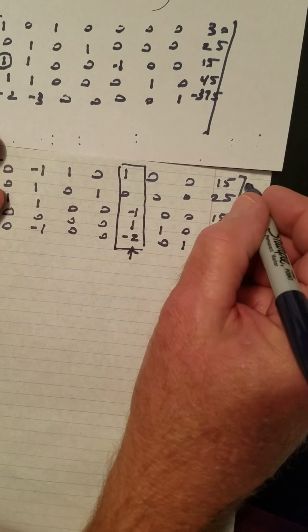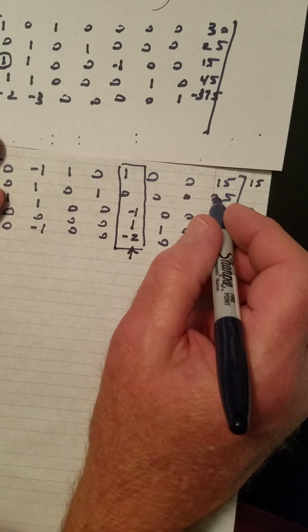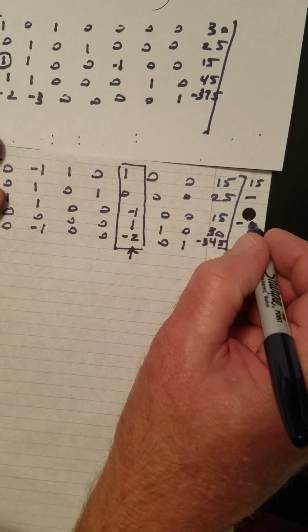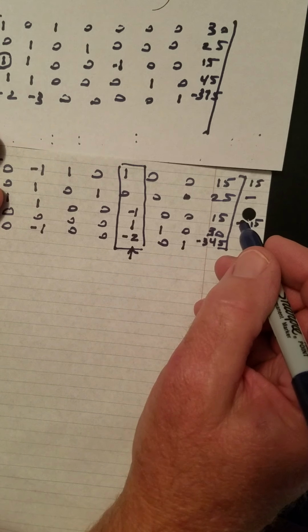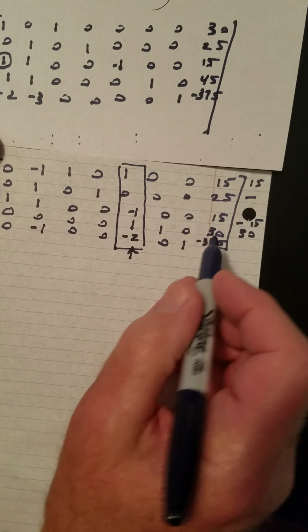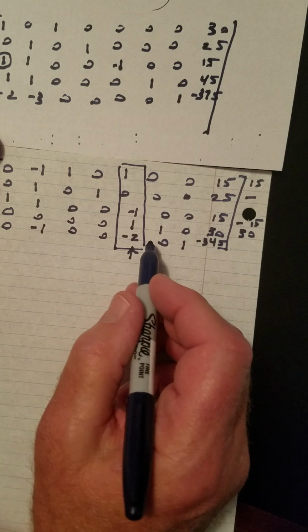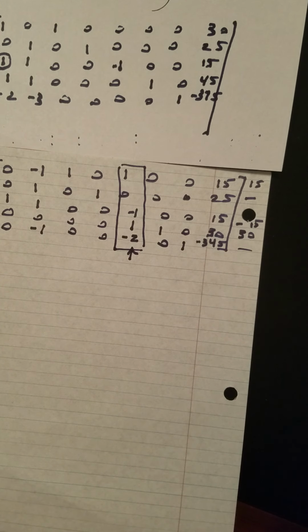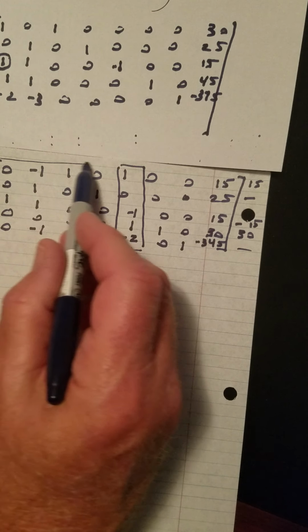So 15 divided by 1 is 15. 15 divided by 0, that's too big. That becomes a negative number. This is 30 over 1, which is 30, and then negative 345 divided by, we don't ever use that one. I'm not even going to calculate it. So we want the smallest positive. The smallest positive is up on top. So that's right here.